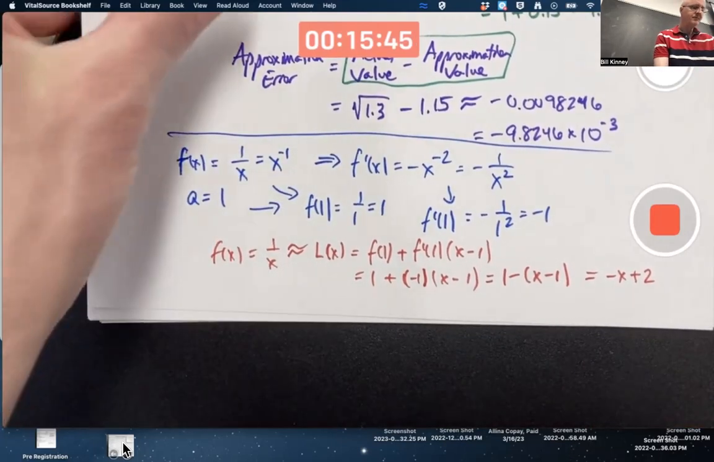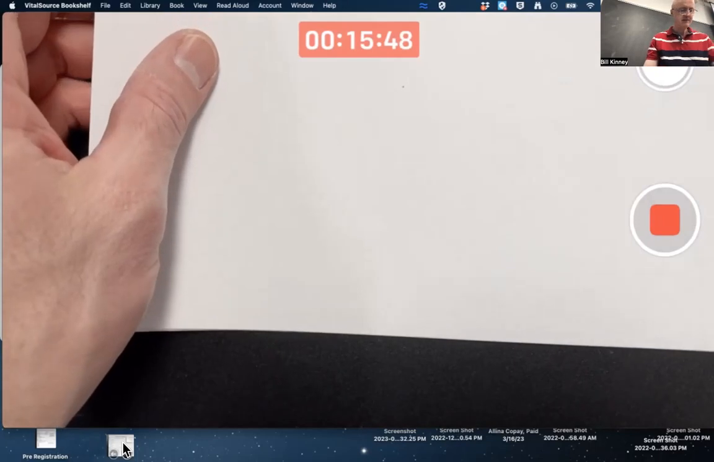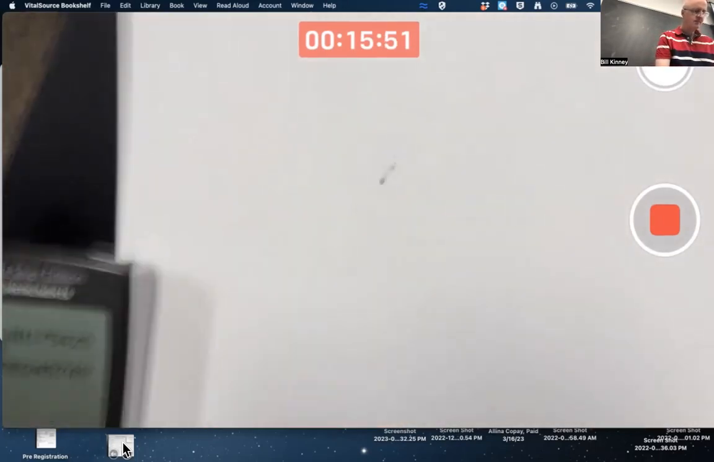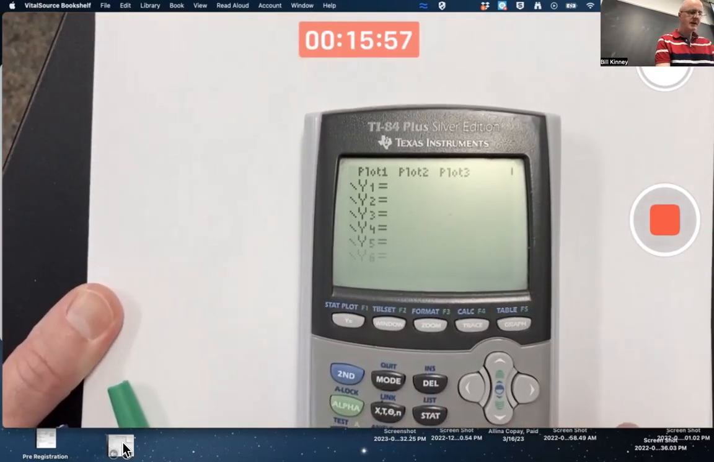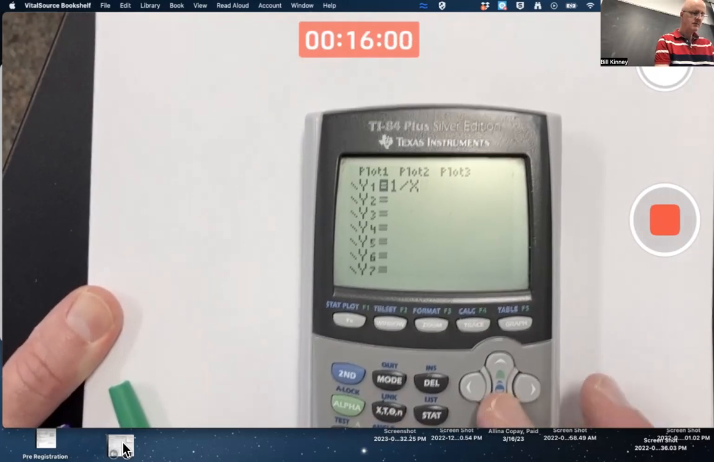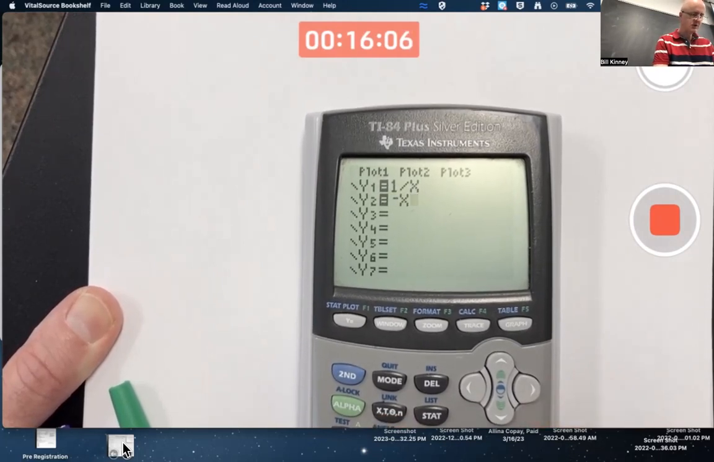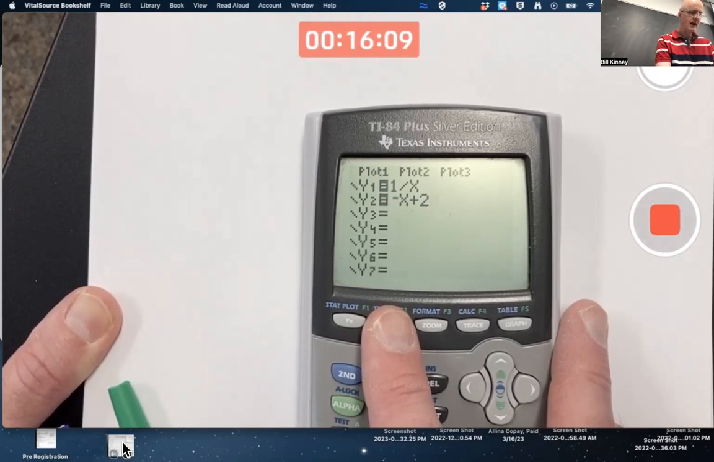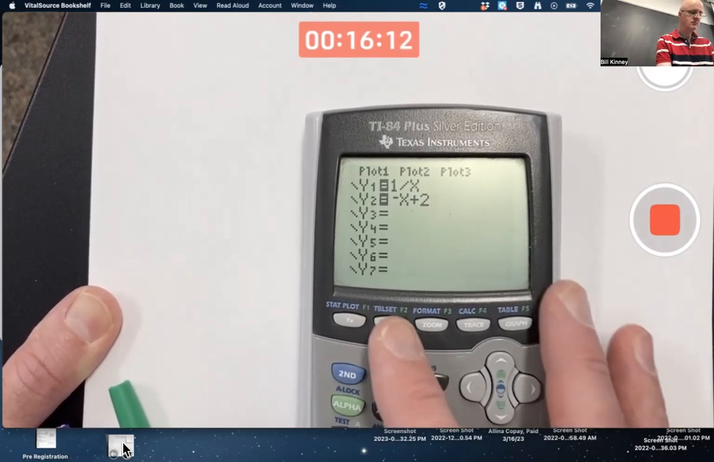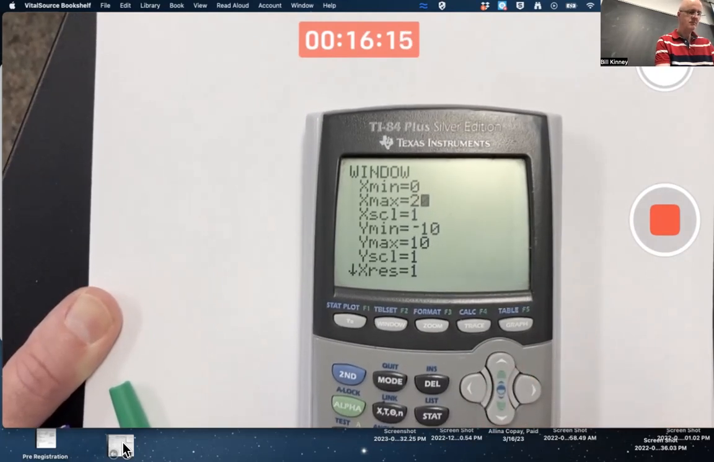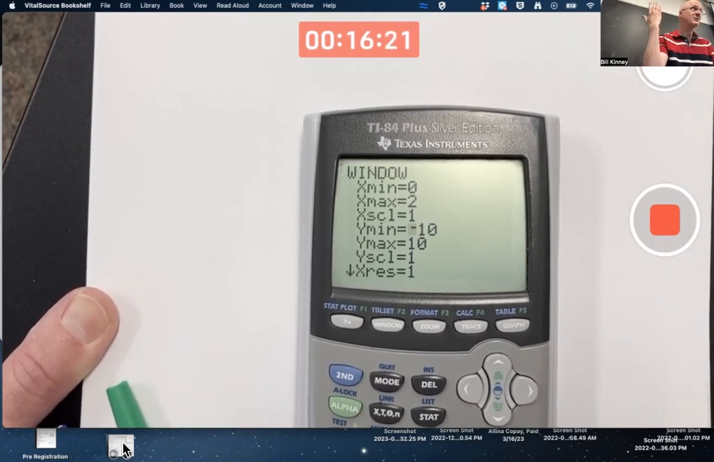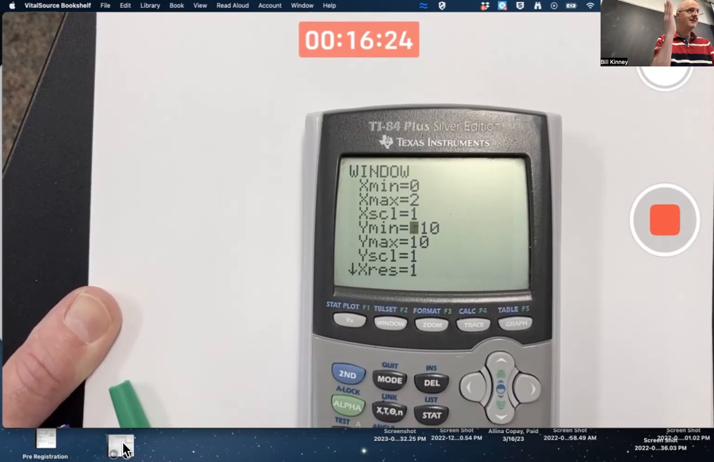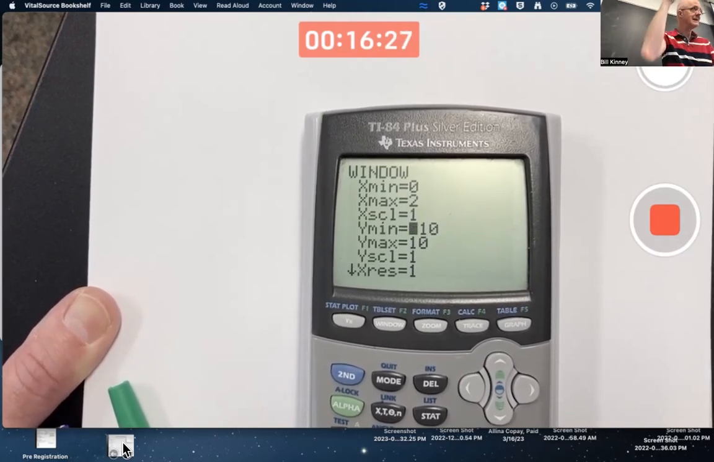What's going on in this example graphically? So let's use the calculator this time to see it. On my y equals screen, I'll plot 1 over x. I also plot the simplified form, say negative x plus 2. I want to make my window near x equals 1, maybe from 0 to 2. How big should y be? Well, technically as x goes to 0, 1 over x goes to infinity. There's a vertical asymptote at x equals 0. The y-axis is a vertical asymptote for the graph.